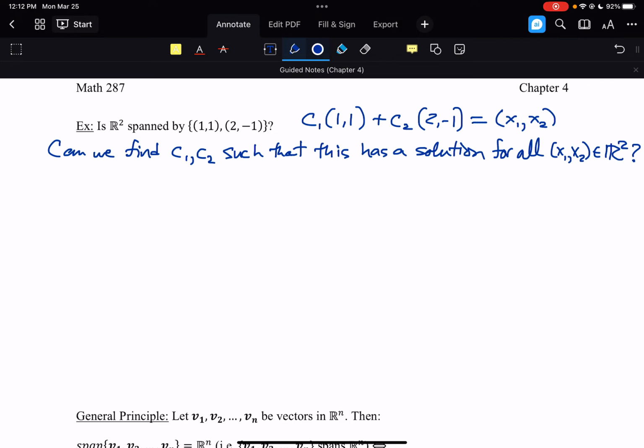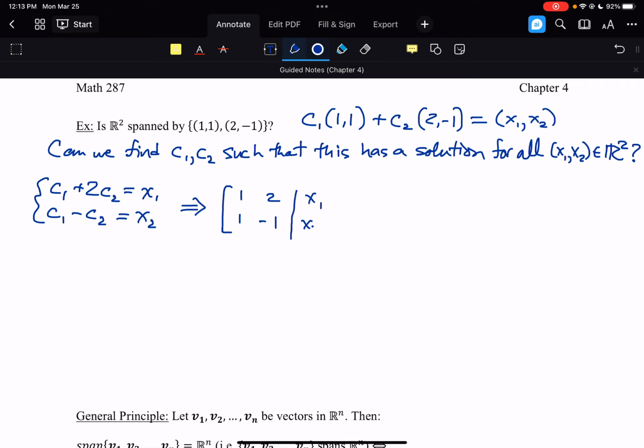And that's the question. Is there a solution, a unique solution for C1 and C2 that we can then apply to find any R2 vector using the linear combination of those two vectors? So if we set up our system of equations, we've got 1C1 plus 2C2 equals x1, and we've got 1C1 minus C2 equals x2. And we, again, can convert this into a matrix. So we've got 1, 2, 1, -1, augmented with x1 and x2.